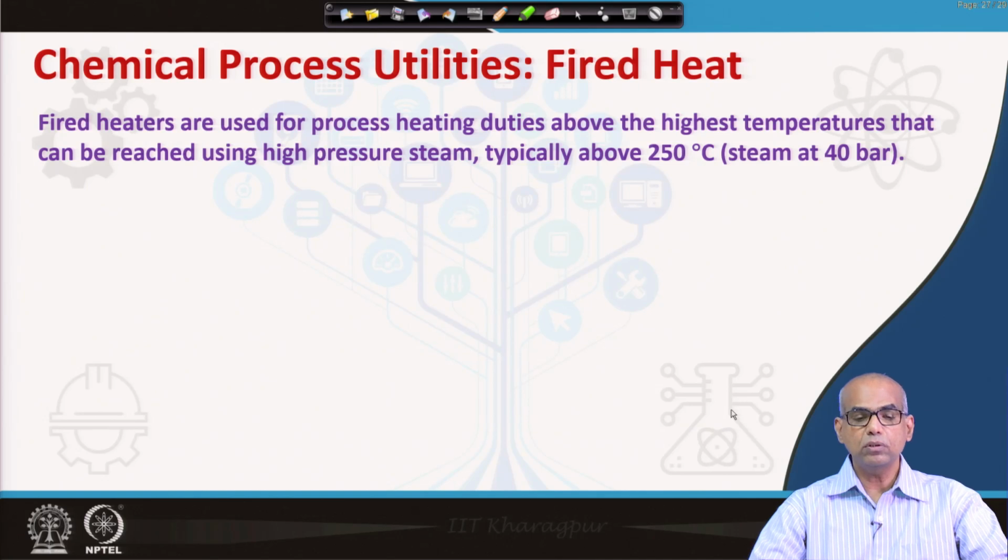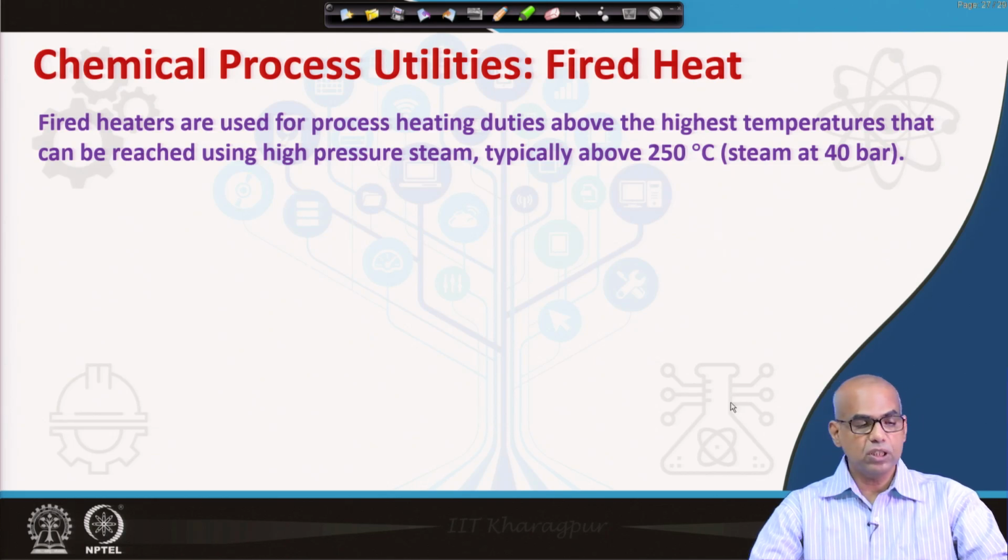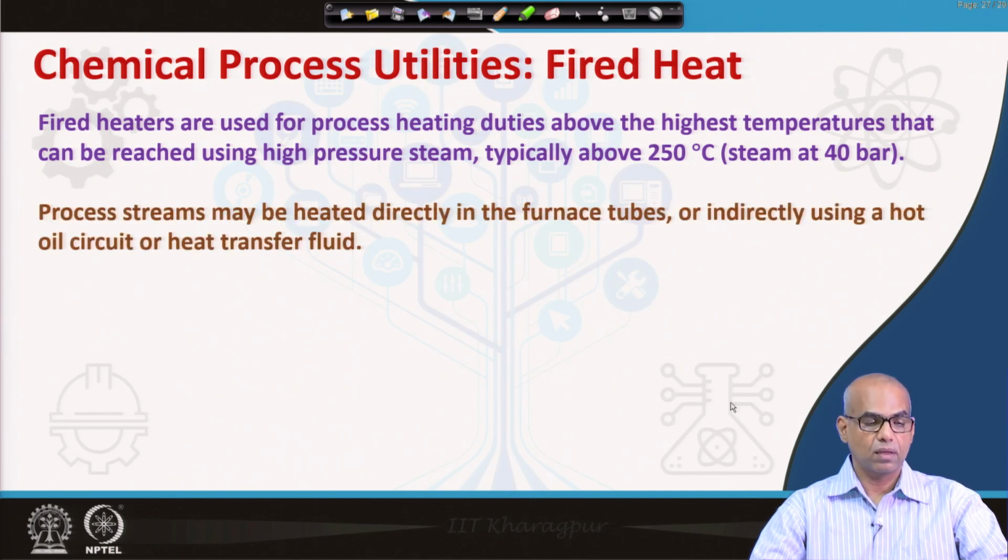Now, let us move on to the next utility, fired heat. Fired heaters are used for process heating duties above the highest temperature that can be reached using high pressure steam, typically above 250 degrees Celsius using steam at 40 bar. Process streams may be heated directly in the furnace tubes or indirectly using a hot oil circuit or heat transfer fluid.